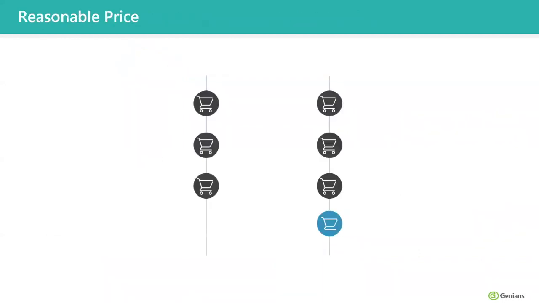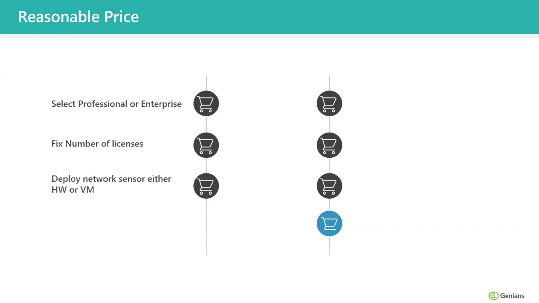Reasonable price. I have already mentioned the price items on the quotations. In case of the Genian NAC, you can just select professional or enterprise, the product type, and fix the number of the license and deploy the network sensor, either hardware or VM, virtual machine. There are only these items for Genian NAC on quotation.